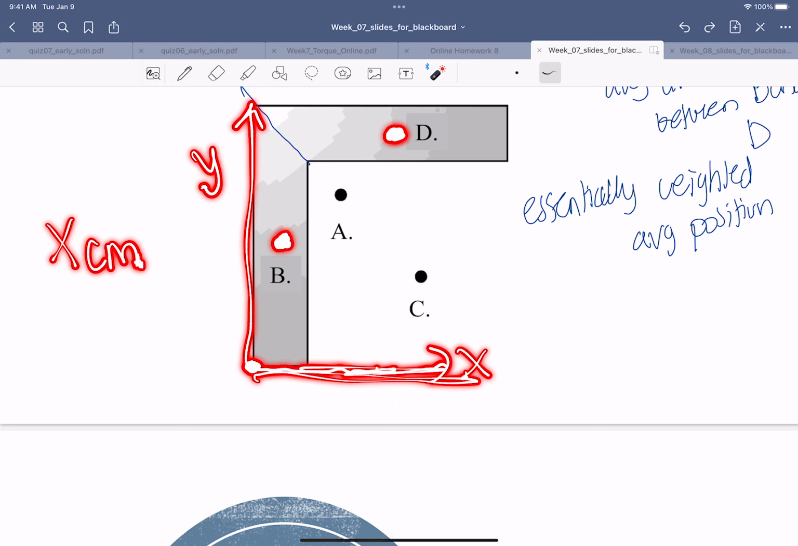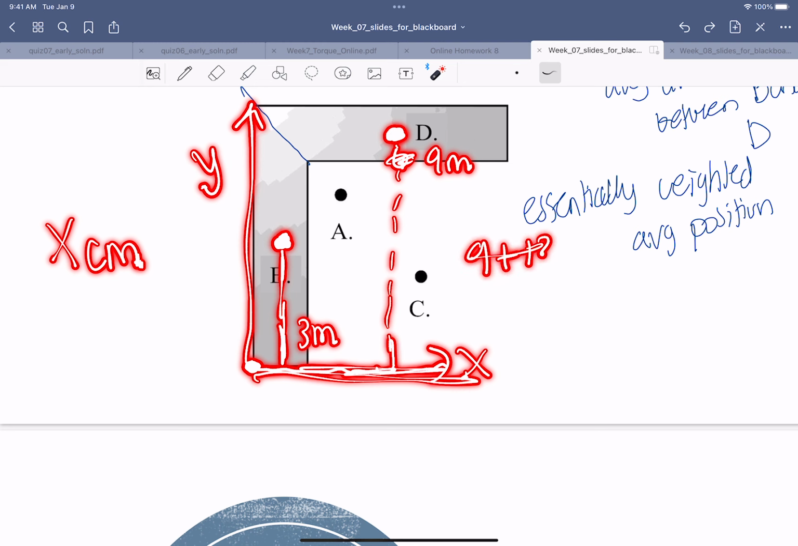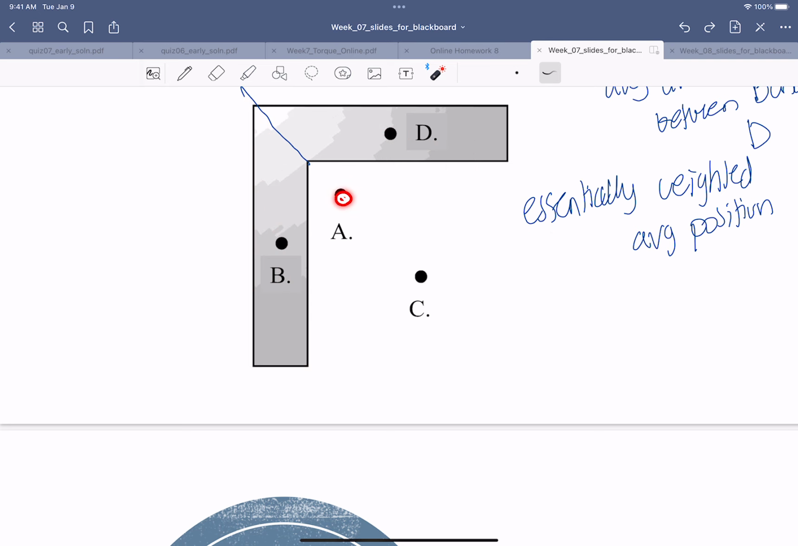So if this was, let's say, on the x-axis like 3 meters away or something, right? And this was like 9 meters away, right? So I do 9 plus 3 meters, that's 12 meters, and then divided by 2, since those are 2 values that you're calculating. That gives you an average of 6 meters, which is right in the middle.